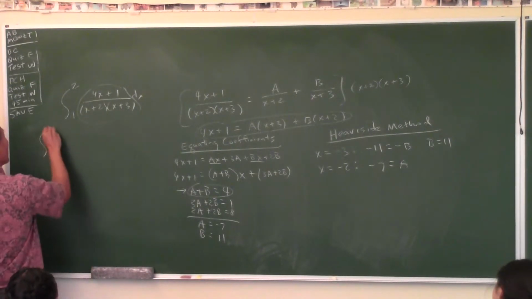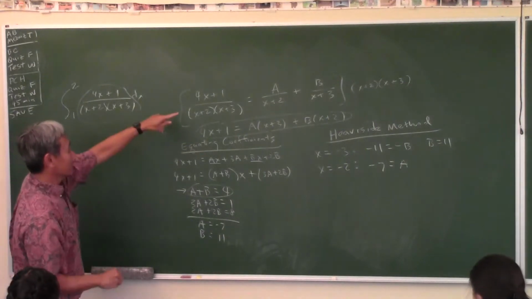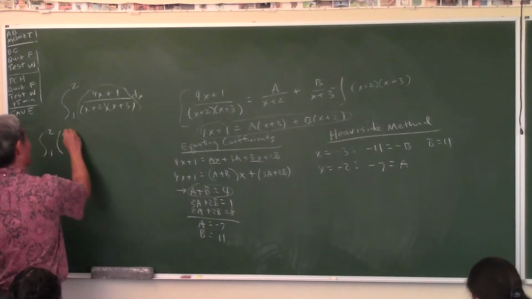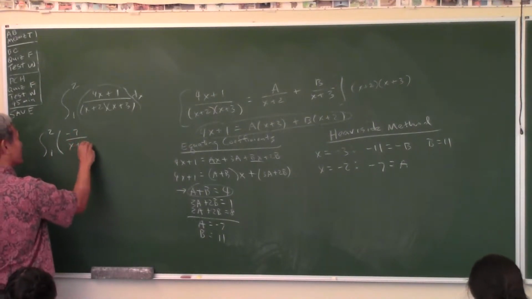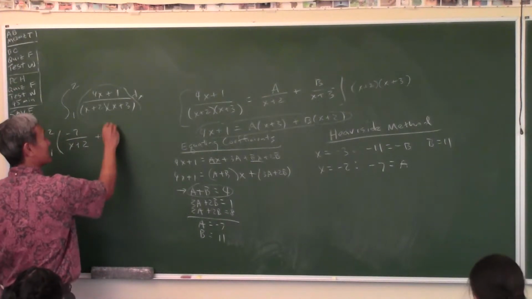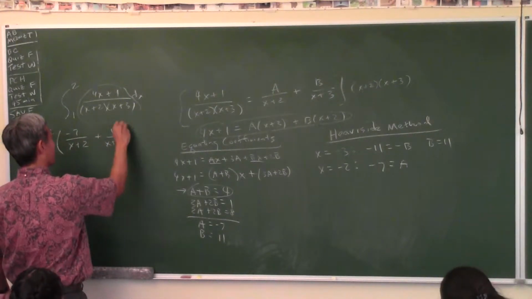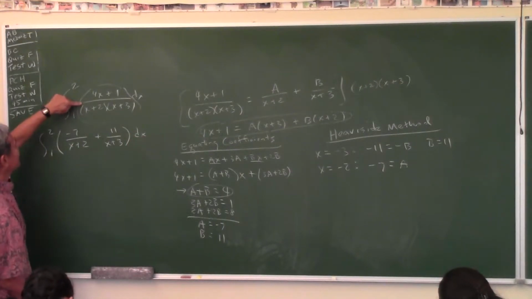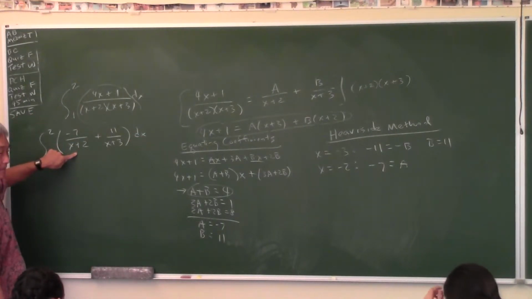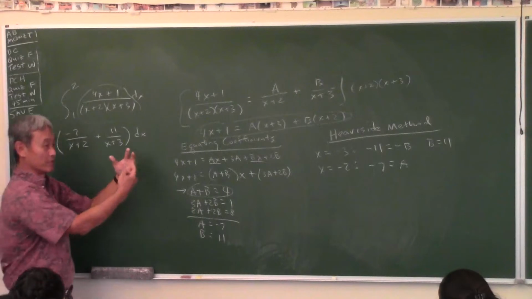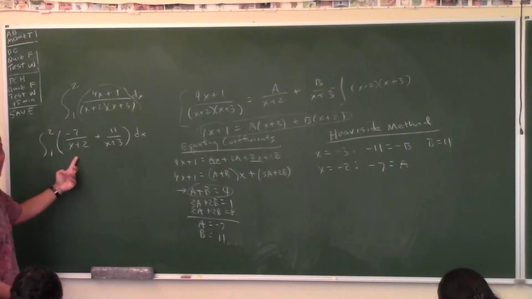Okay, so this integral becomes what? What did we just figure out? What is A? Where's A? Negative 7 over x plus 2, and where's B? 11 over x plus 3. So would you agree that this is the same thing as that? Yeah, they're equal. All we did is we decomposed it. But now look how easy this integral is.